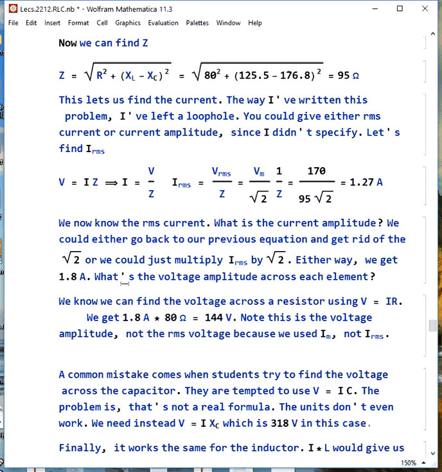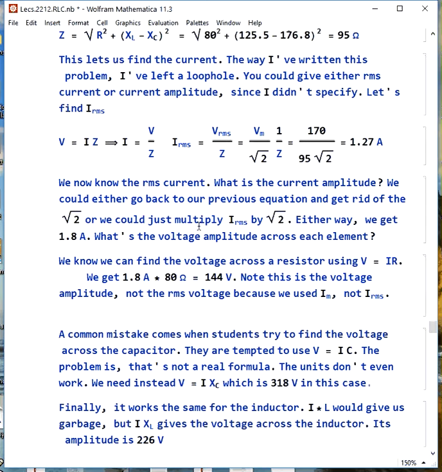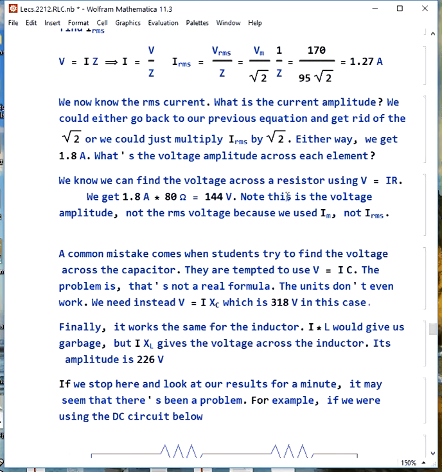Now, once I have that, what's the voltage amplitude across each element? We can find the voltage across a resistor using V equals IR. We get, for our resistor, 144 volts. Again, this is the amplitude, not the RMS, because the amplitude of the current is what I put in here.